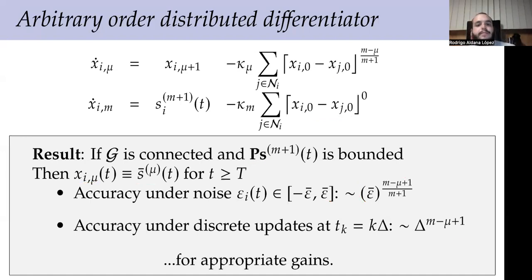Now, this works for appropriate gains, right? So up to this point, you know that this works for sufficiently big gains.